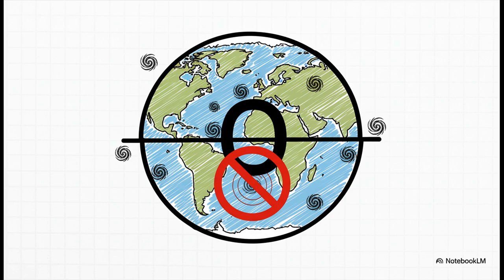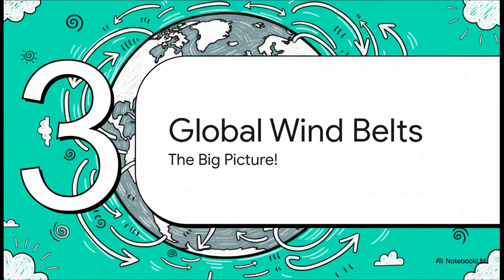That spin is the key ingredient for these huge storms. All right, now that we understand the forces, let's zoom out. Let's look at the big picture, the Earth's permanent wind patterns, what we call the global wind belts. This is where all those ideas we just talked about, pressure, forces, spin, all come together on a planetary scale.